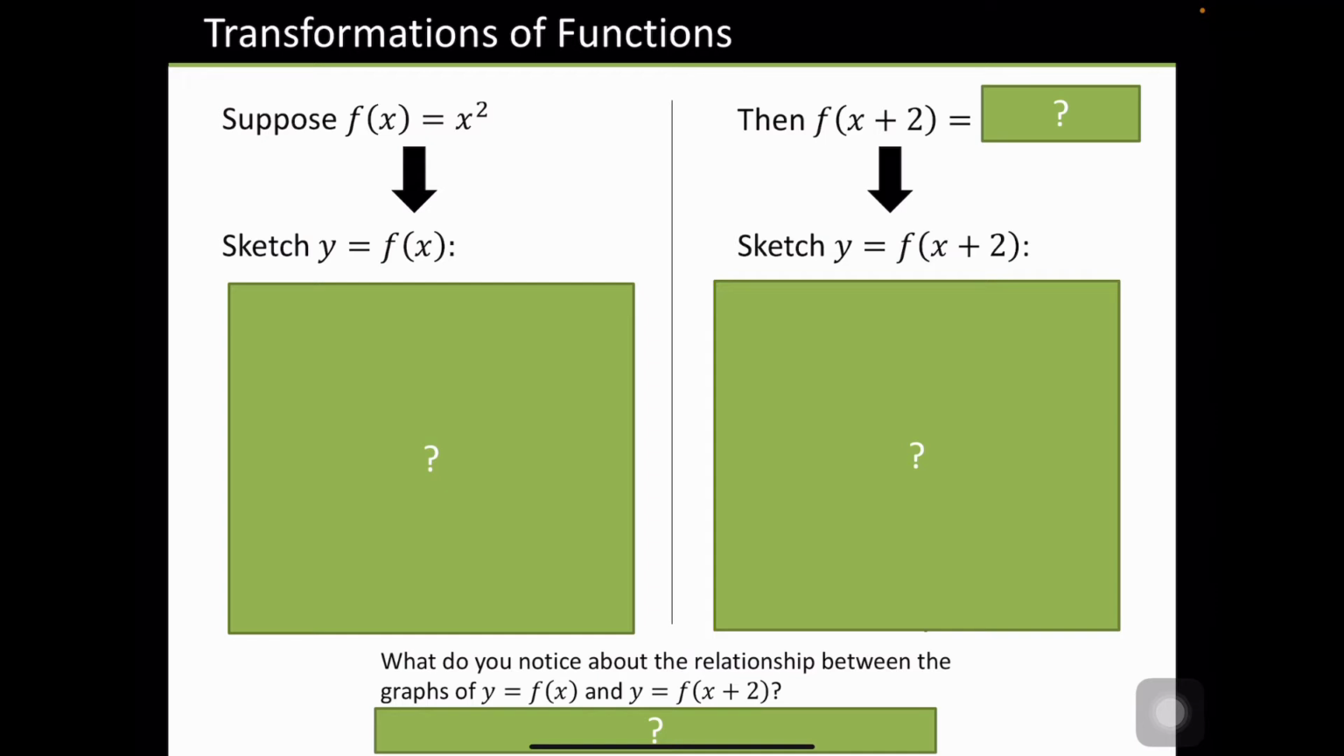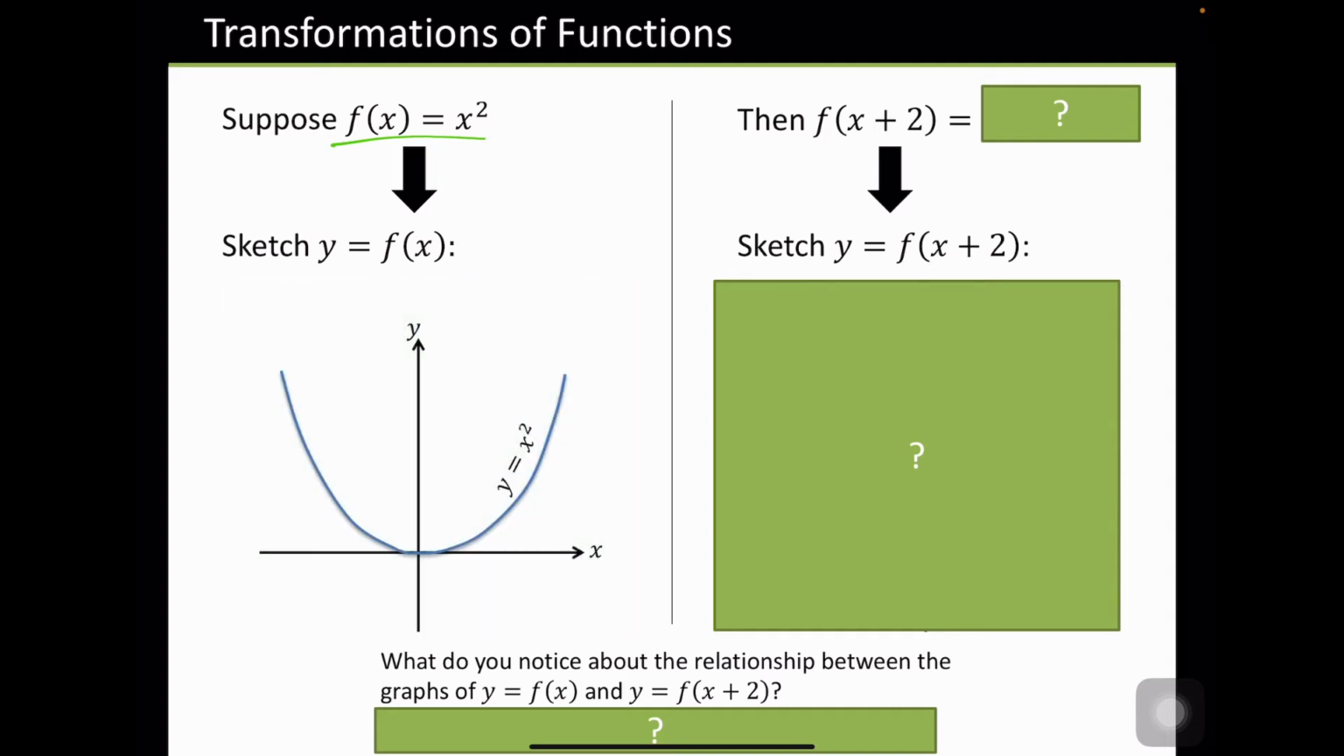So now moving on to transformations of functions. So suppose that we have a function f of x equals x squared. Sketch this function. So of course you know how it looks like, a standard quadratic function. Then we are going to transform it. So f of x plus 2, again using your knowledge of composite functions, you will substitute this x plus 2 into this x. So it's going to be (x plus 2) squared.